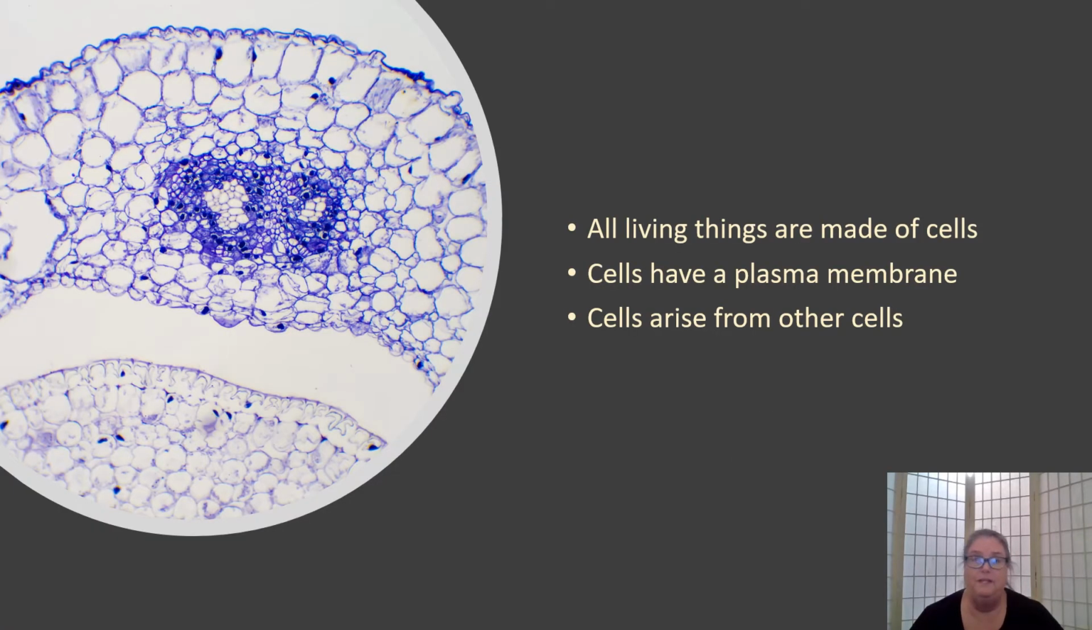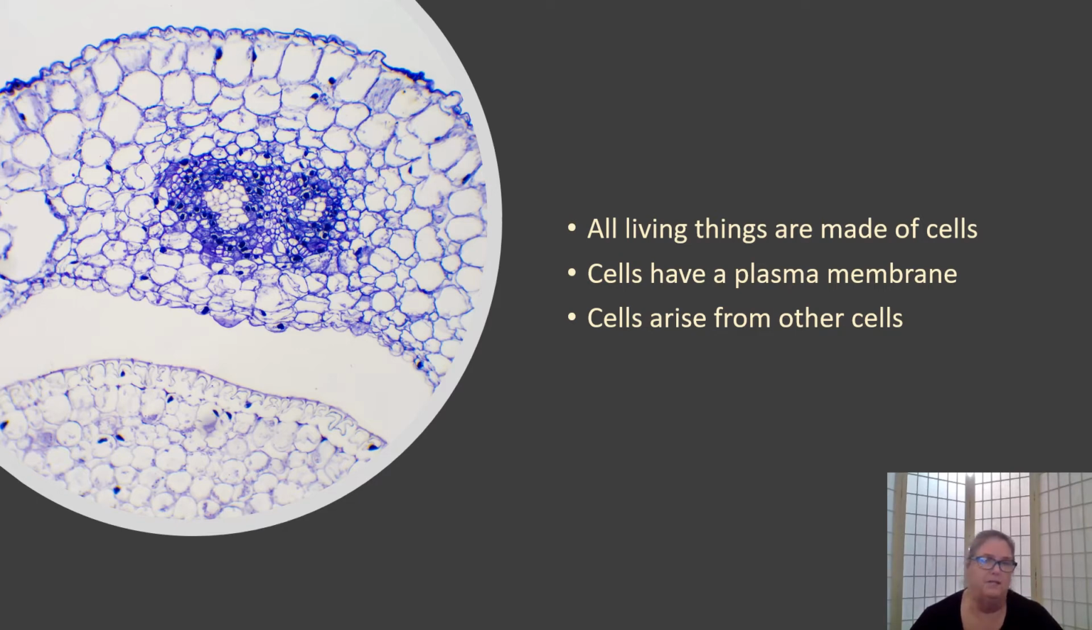So all living things are made of cells. All living things are made of cells. Cells have a plasma membrane, and cells arise from other cells. In this illustration, we're looking at a cross-section of some plant tissue. We're seeing some plant vascular tissue, and mostly we're seeing the cell wall.